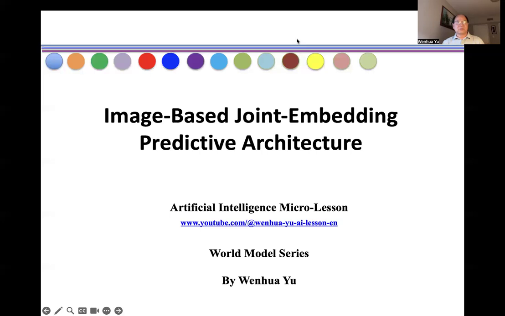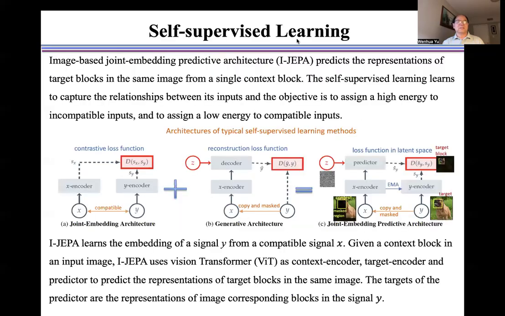In this video, I introduce the image-based joint-embedding predictive architecture. The image-based joint-embedding predictive architecture predicts the representations of target blocks in the same image from a single context block.